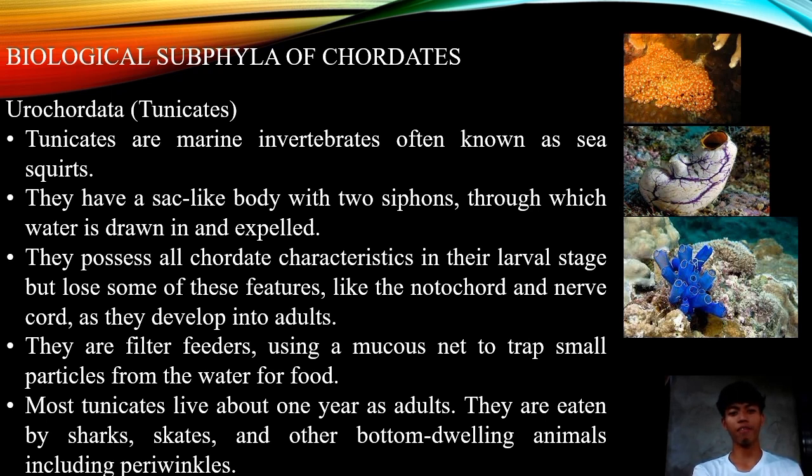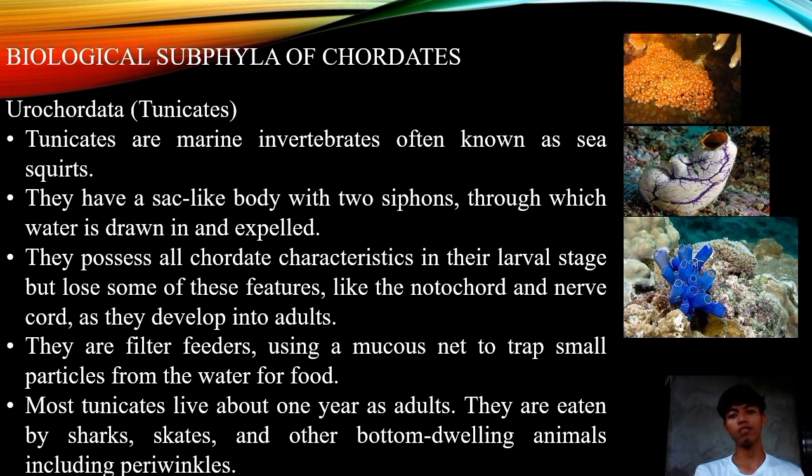During their larval stage, tunicates possess all the typical characteristics of chordates, including a notochord and a dorsal nerve cord. However, many of these features are lost or modified as they metamorphose into adults. Next, we have filter feeders. Tunicates are filter feeders, utilizing a mucus net to trap small particles from the water for food. They extract nutrients from plankton and other organic matter suspended in the water.